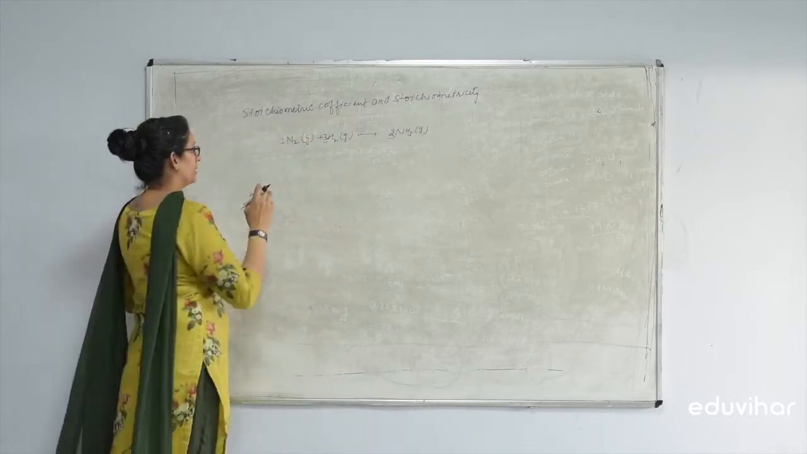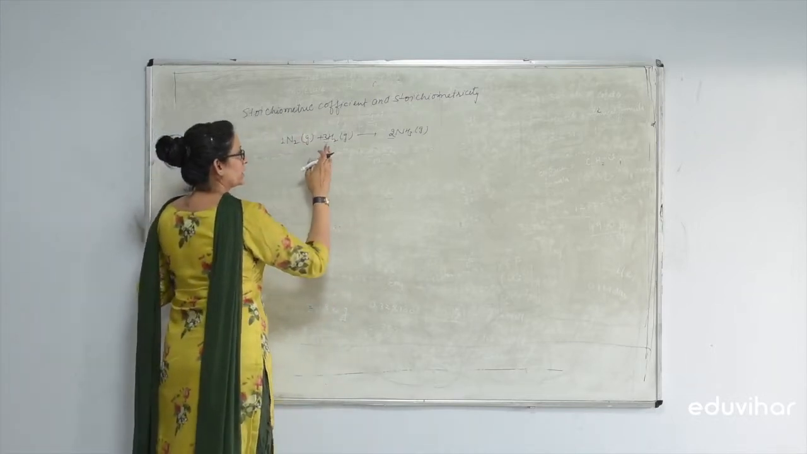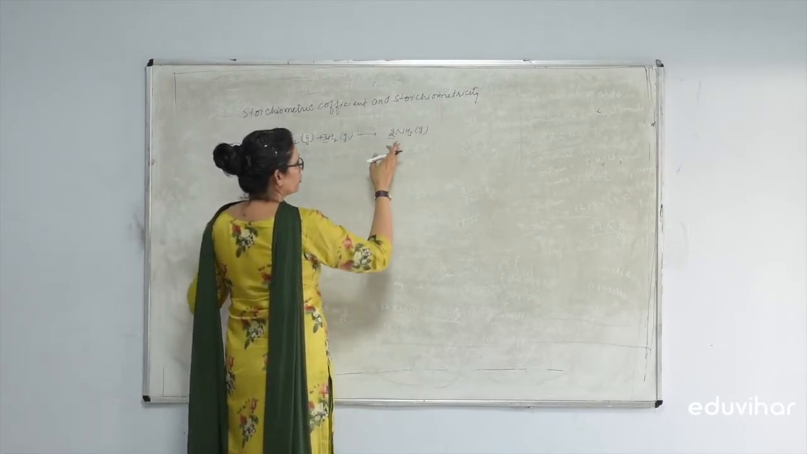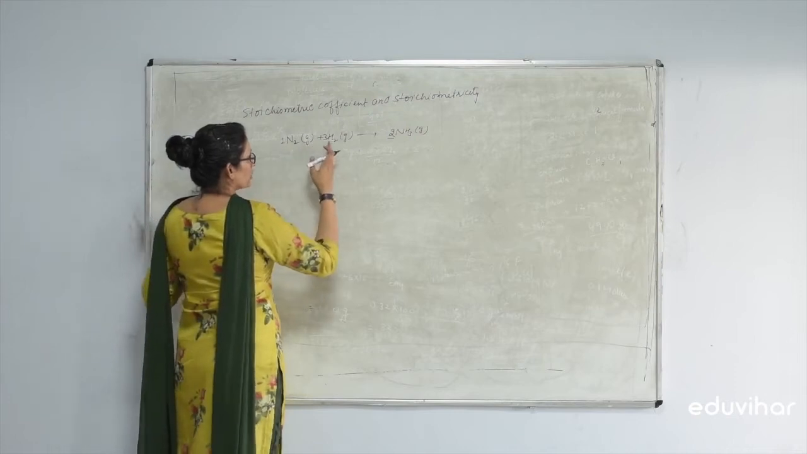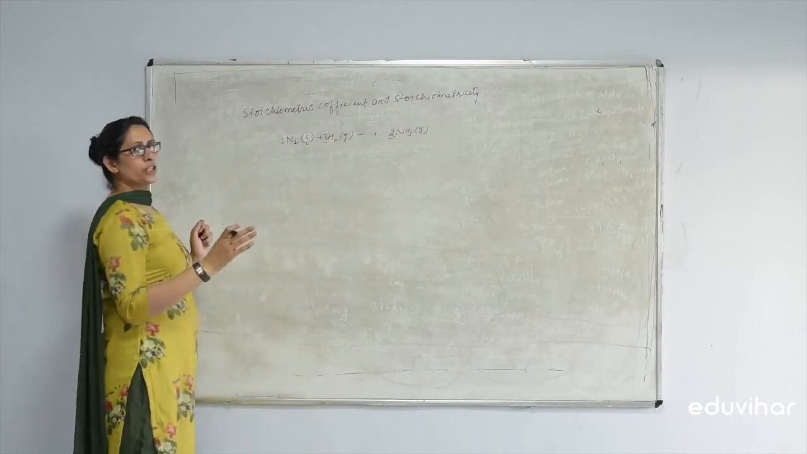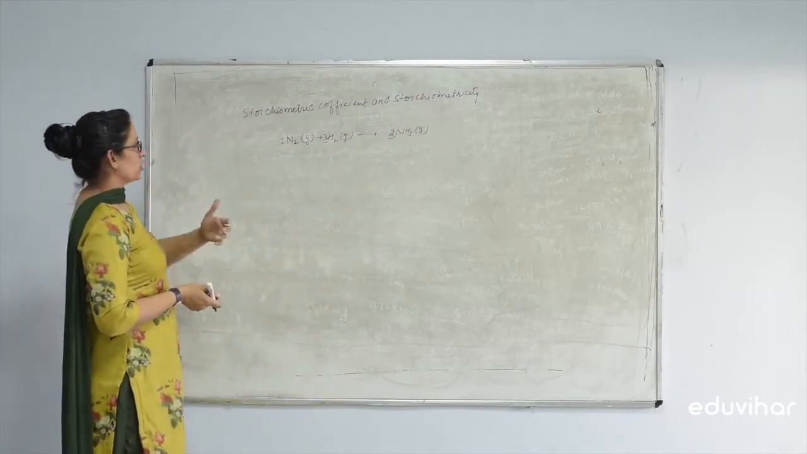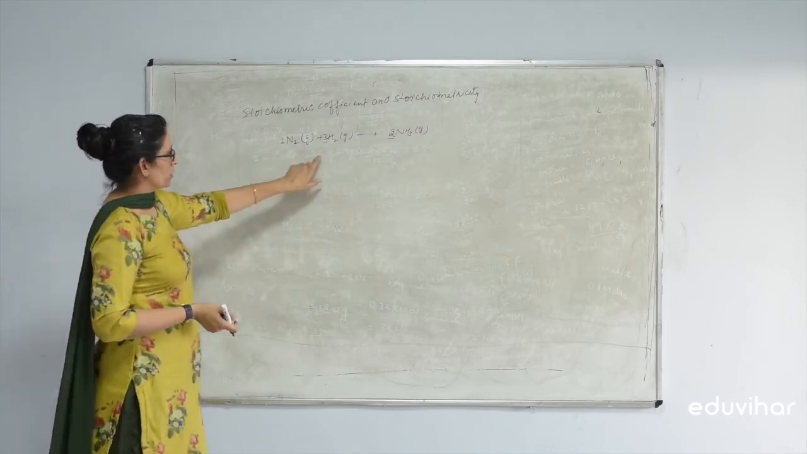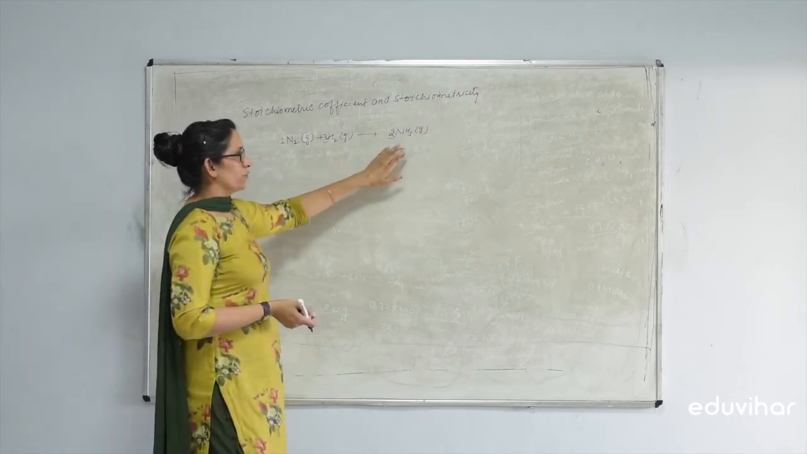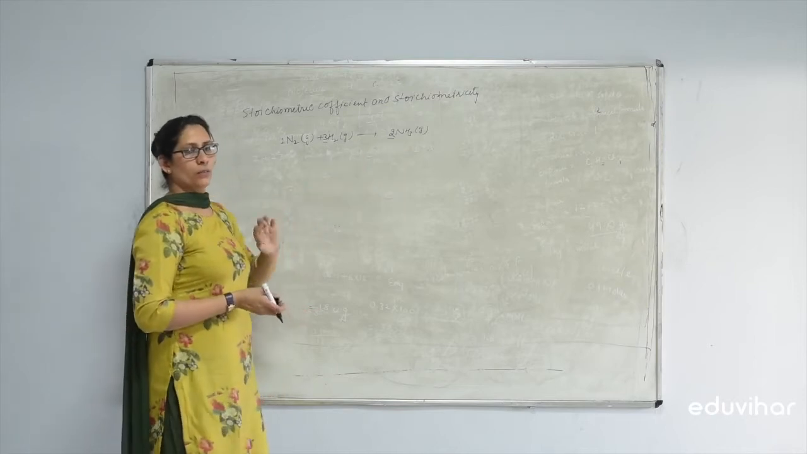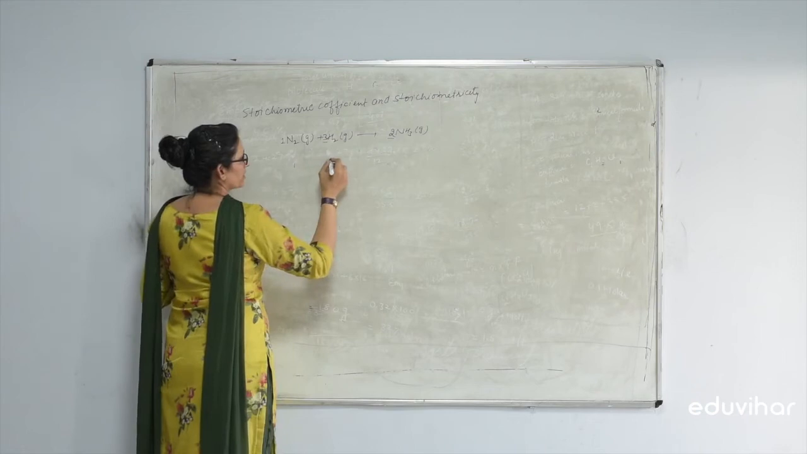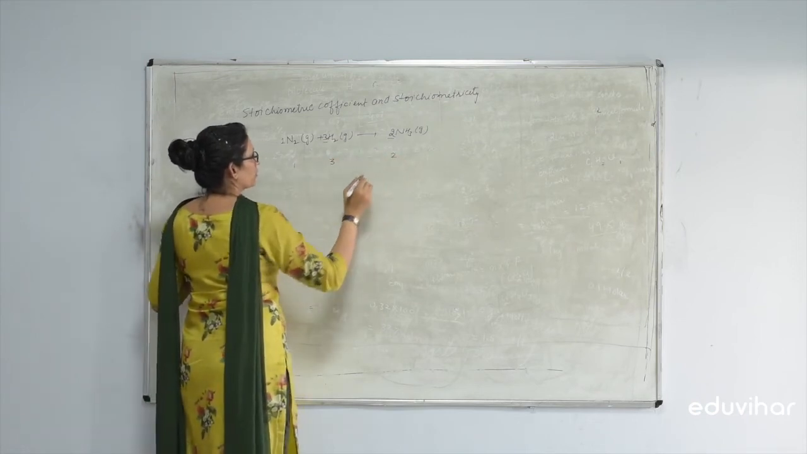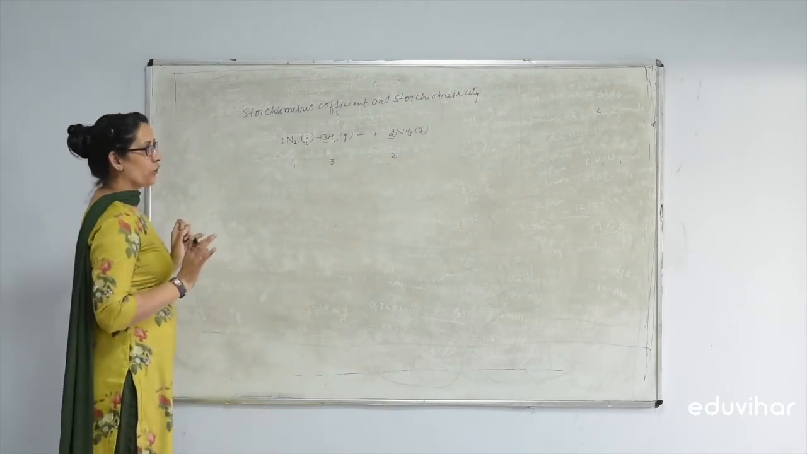I am repeating again. When 1 mole of nitrogen reacts with 3 mole of hydrogen, then 2 mole of ammonia is formed. These 1, 3 and 2 are known as stoichiometric coefficients.